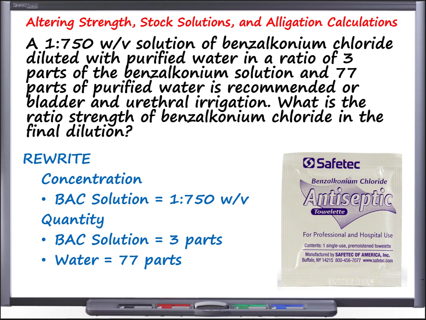And we're going to do so in a ratio of 3 parts of this pre-existing benzalkonium chloride solution, diluted further with an additional 77 parts of purified water. And we're doing it because this more dilute solution is what's recommended to be used as a bladder and urethral irrigation solution. So the question is, what is the ratio strength of benzalkonium chloride in the final dilution?